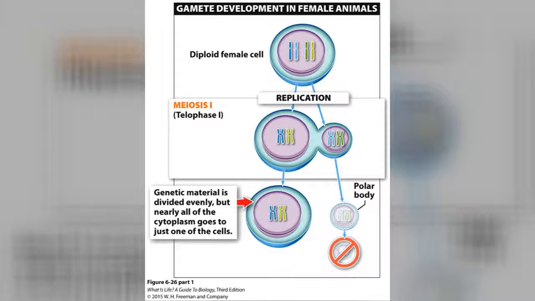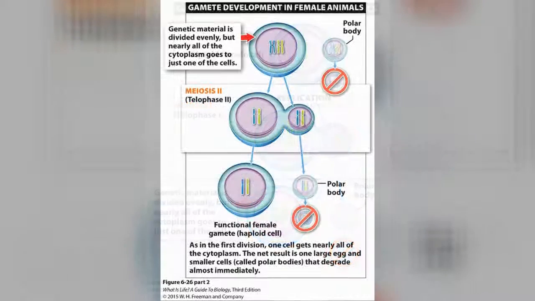Then, in the second meiotic division of the larger cell, there is again an unequal division of cytoplasm. As in the first division, one of the new cells gets nearly all of the cytoplasm, and the other gets almost none, forming another polar body. The net result of meiosis in the production of eggs is one large egg with lots of cytoplasm, and 2 or 3 smaller polar bodies with very little cytoplasm that degrade and never function as gametes.